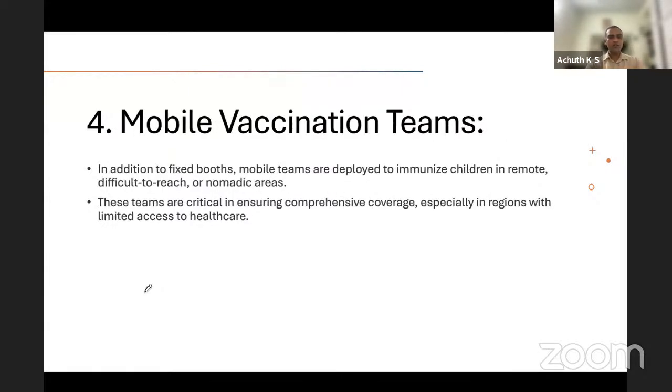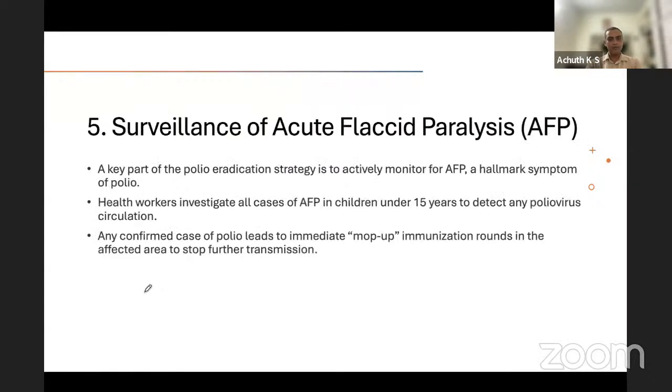Mobile vaccination teams. In addition to the fixed booths, mobile teams are deployed to immunize children in hard to reach areas like tribal villages or pockets where the children are staying where there is no road connectivity. All these areas were covered by the mobile teams. These teams were giving comprehensive coverage where there is limited access to healthcare.